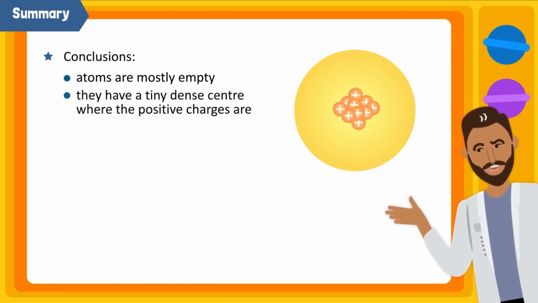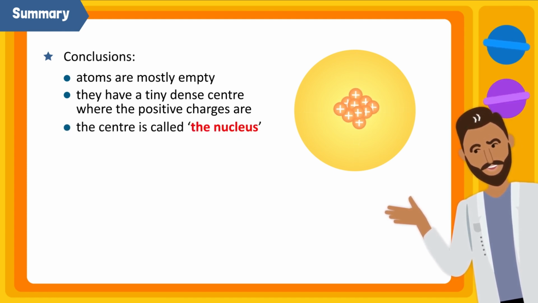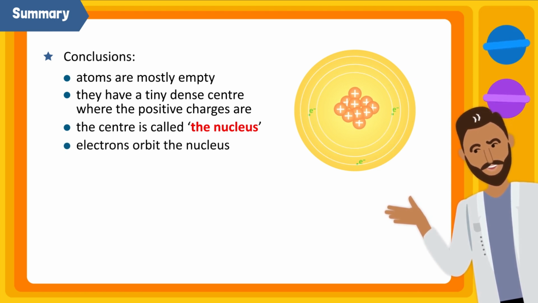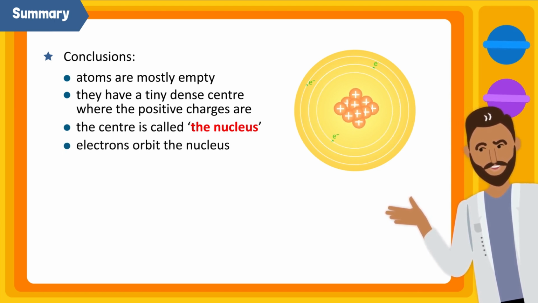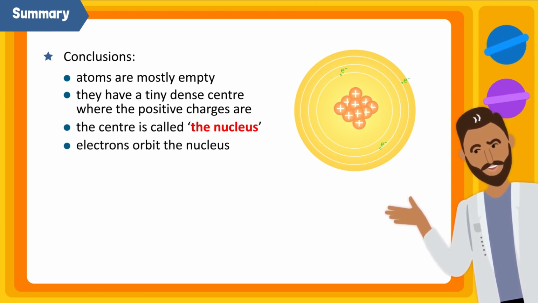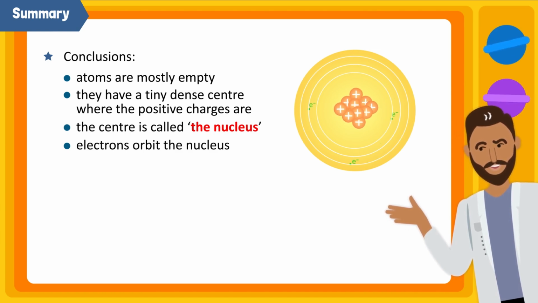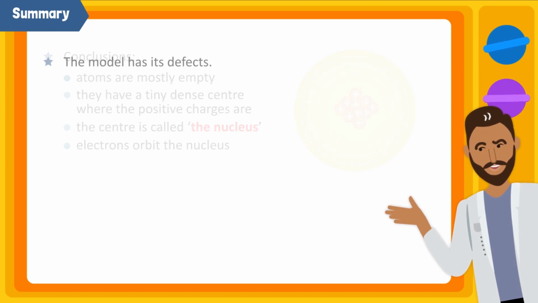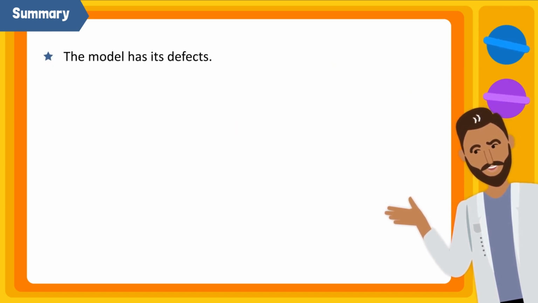They have a tiny dense center at which all the positive charges are concentrated, and this center is called the nucleus. The electrons orbit the nucleus just like the planets revolve around the Sun. Due to this reason, Rutherford's model also came to be known as the planetary model. Rutherford's model has its defects as well.